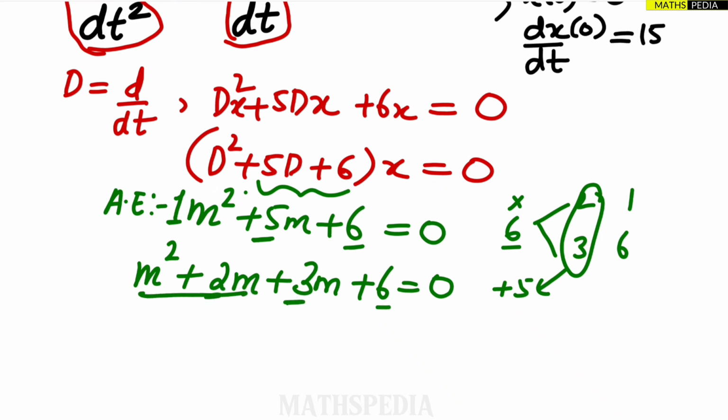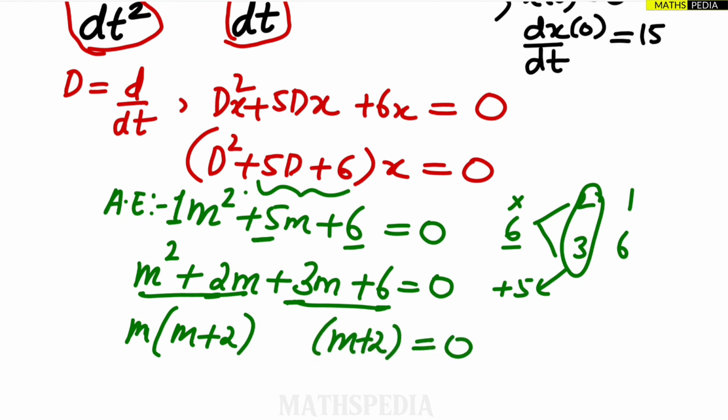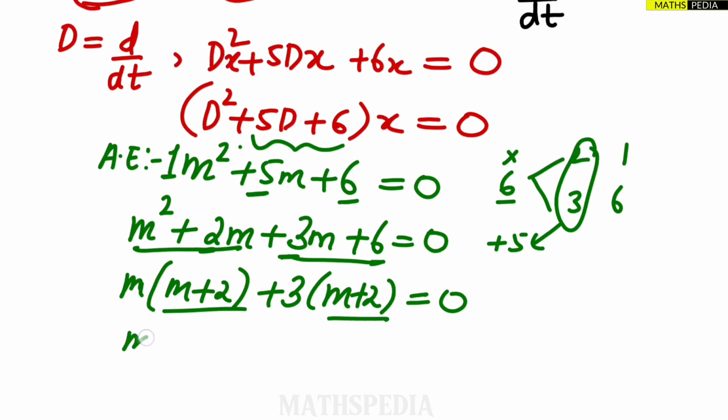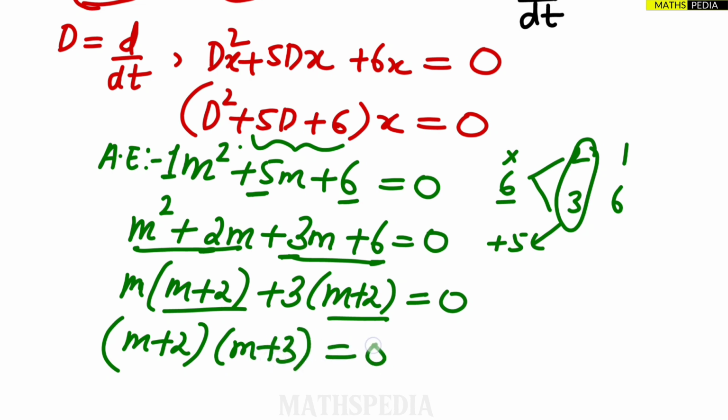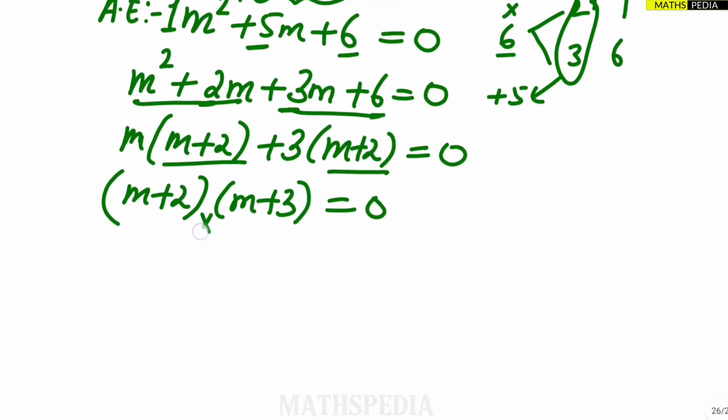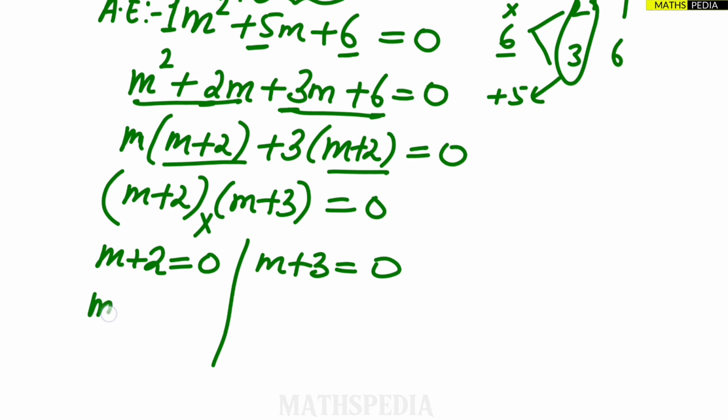To satisfy, first two grouping, last two grouping, take m common. What is left out? M plus 2 is left out. Here also m plus 2 should be there, outside equal to 0. And here outside what you can keep? Plus 3. So this and this are common. So m plus 2 is common. What is left out? M plus 3 is left out, equal to 0. Now we can say that this is a multiplication factor. So m plus 2 is equal to 0 and m plus 3 is equal to 0. So from this m value is equal to minus 2, from this m value is equal to minus 3, right? So we got the roots.